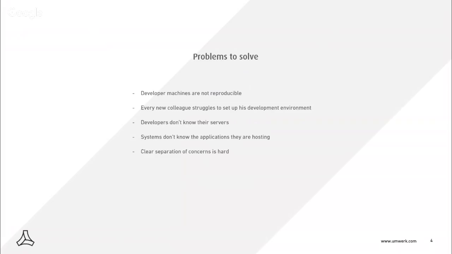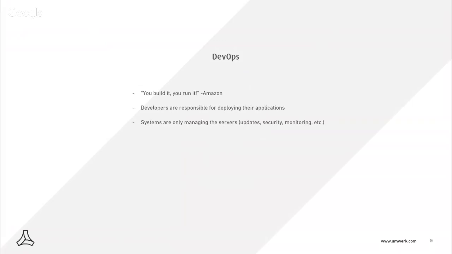So the separation of concerns is quite hard here, and there is an approach to solve that, and that's called DevOps. That's where I stopped last time. There is a sentence which is kind of the motto of DevOps: "You build it, you run it," and it's said that it comes from the Amazon CTO. So they had this exact problem.